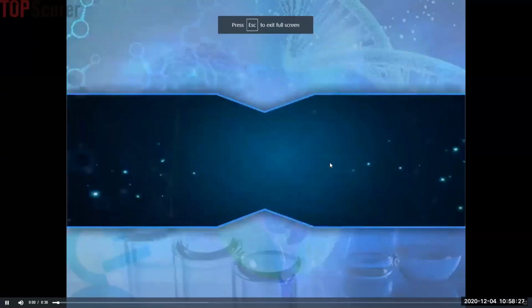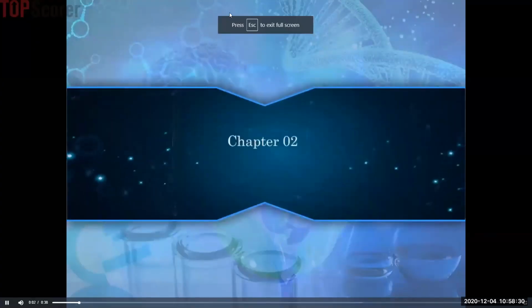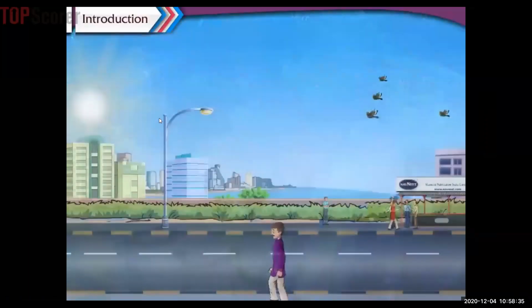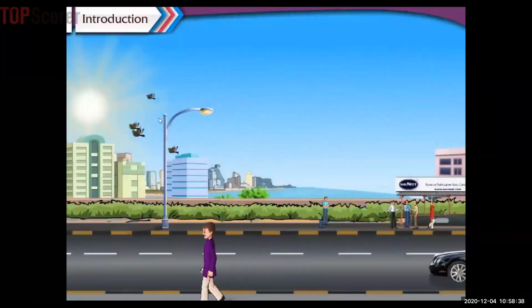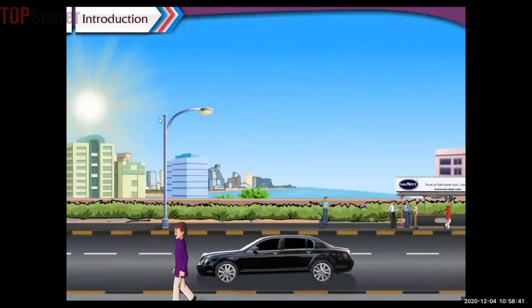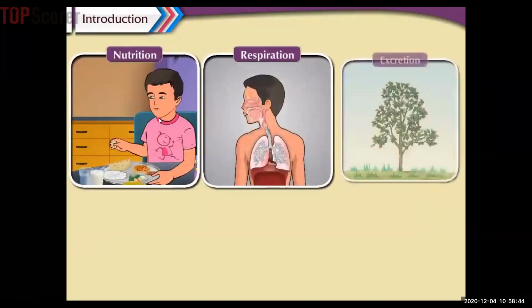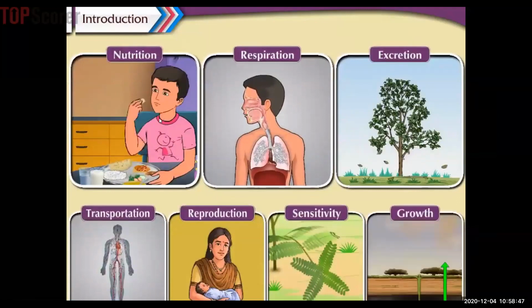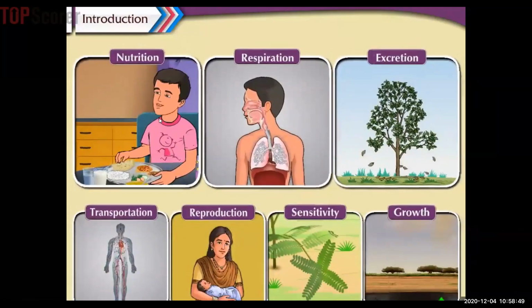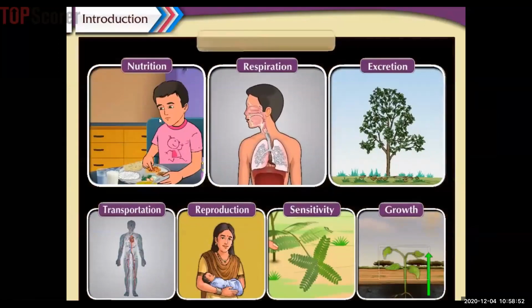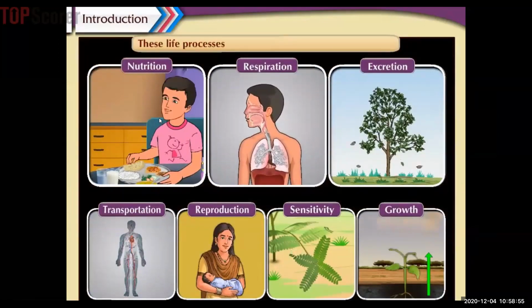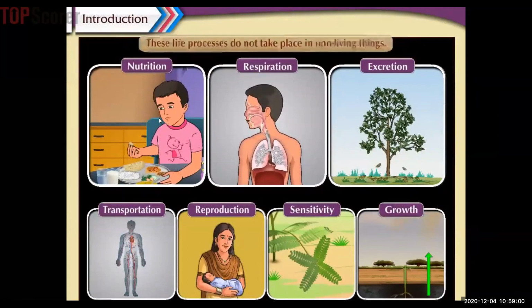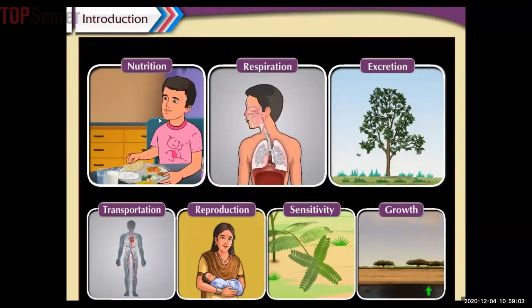Chapter 2. Life Processes in Living Things. Introduction. We see many living and non-living things in our surroundings. In all living beings, some of the processes are common which help them to sustain and survive. These processes are called life processes. These life processes seen in living things are not seen in non-living things. Let's do a detailed study of some life processes in living organisms.